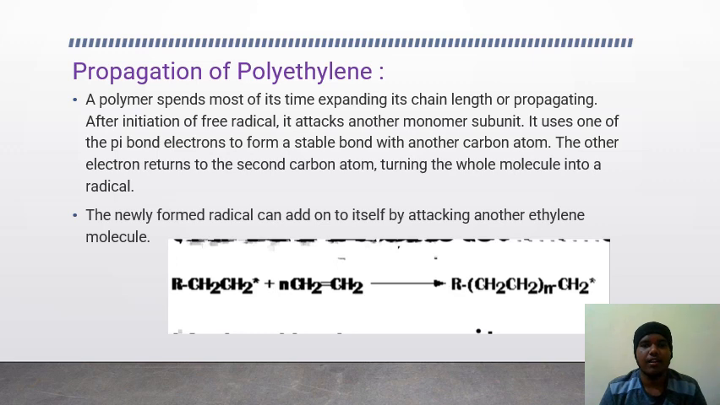I am Atharva Kulkarni. Today I explain propagation of polyethylene. A polymer spends most of its time expanding its chain length by propagating after initiation of the free radical. It attacks another monomer subunit. It uses one of the pi bond electrons to form a stable bond with another carbon atom. The other electron returns to the second carbon atom, turning the whole molecule into a radical. The newly formed radical can add on itself by attacking another ethylene molecule.